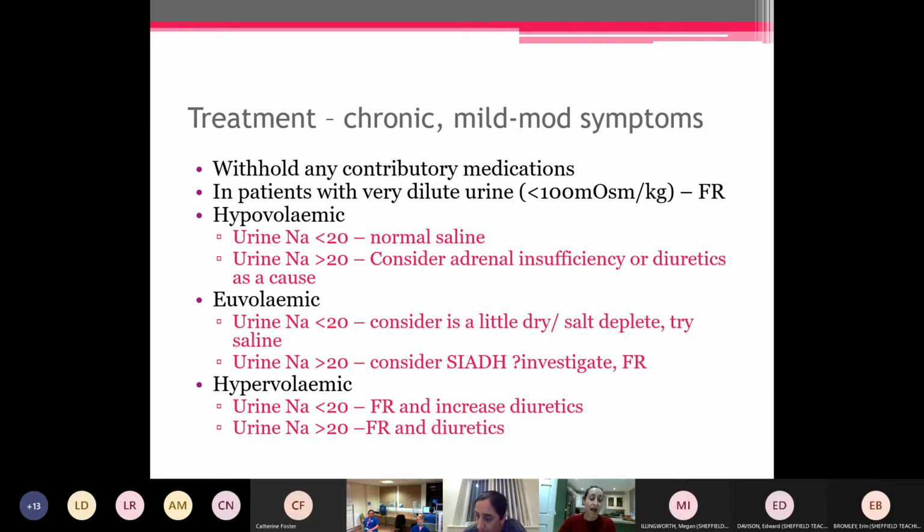And then those that are hypervolemic, we generally fluid restrict and then give diuretics. If they're already on loads of diuretics, it's sometimes difficult with the contributory medications. We may want to withhold them, but these aren't the sort of decisions that you need to be making on your own. These are the sorts of things that need to be escalated to get a bit of specialty advice, really.